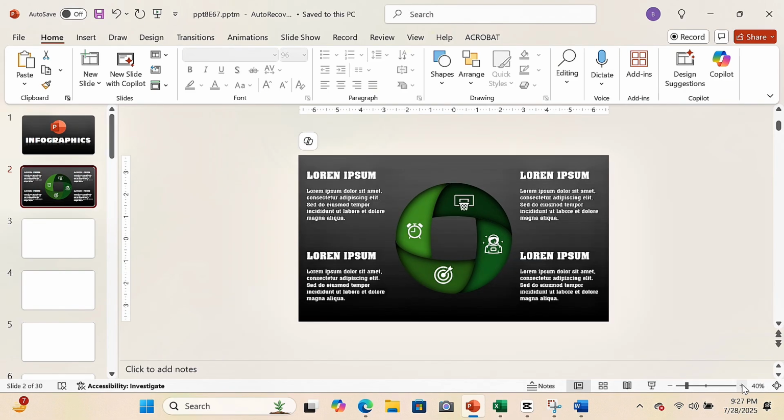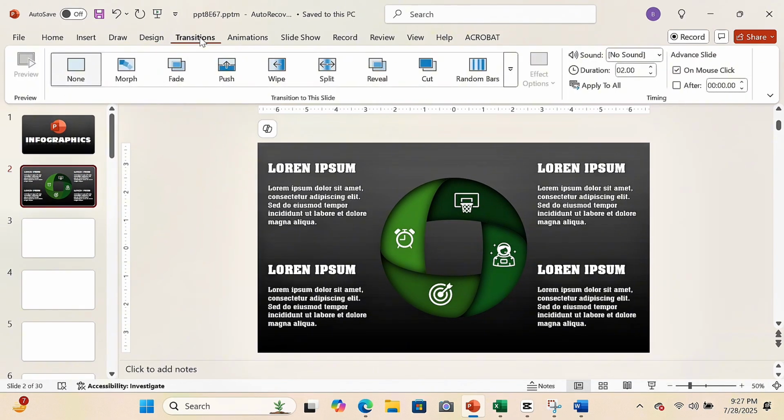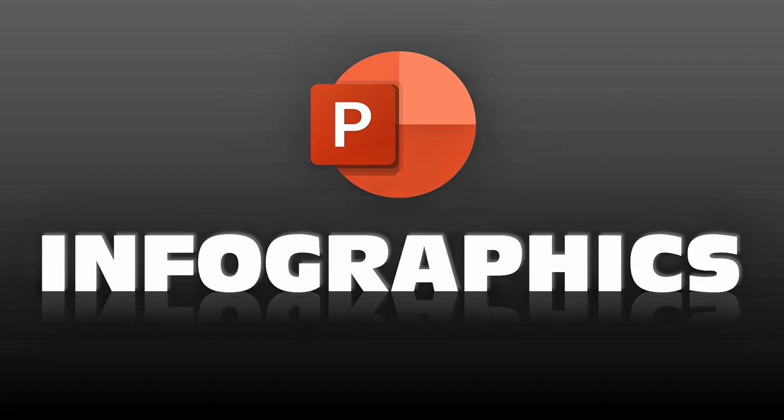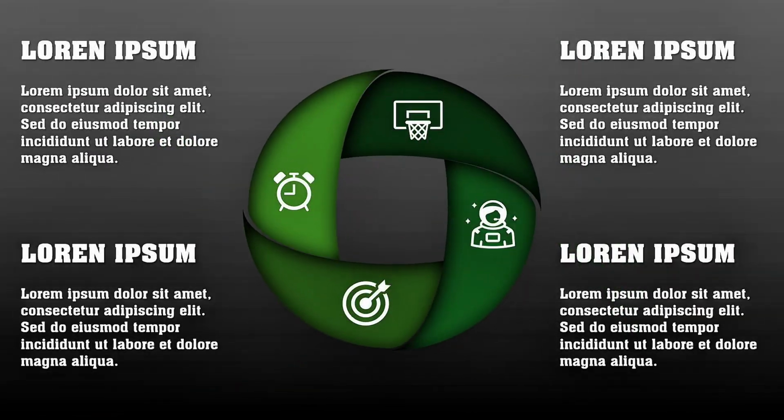I'm going to the second slide. I'm going to transition, selecting morph transition. Going to the first slide and slideshow. So the slide is prepared.